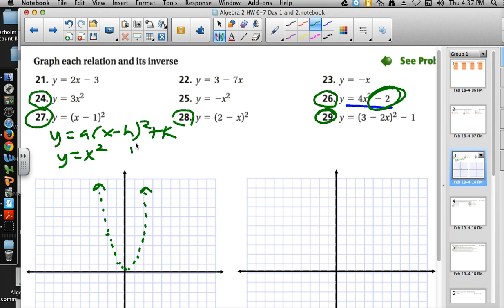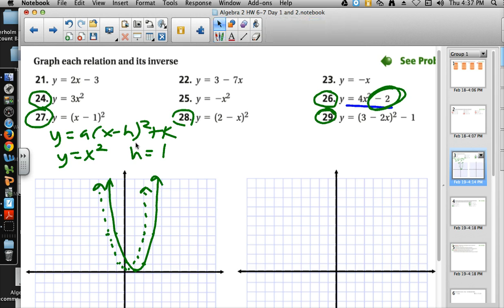So I realize that h is a 1. And when h is 1, that means I need to shift my graph 1 unit to the right. So that's exactly what I do. I shift it 1 unit to the right. There's my original. And now, of course, I need to find the inverse.